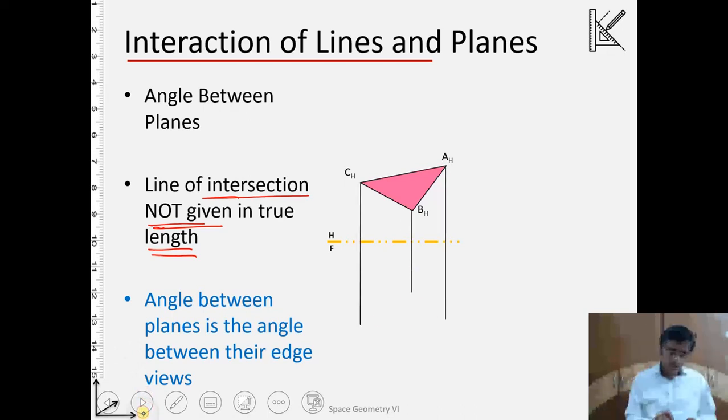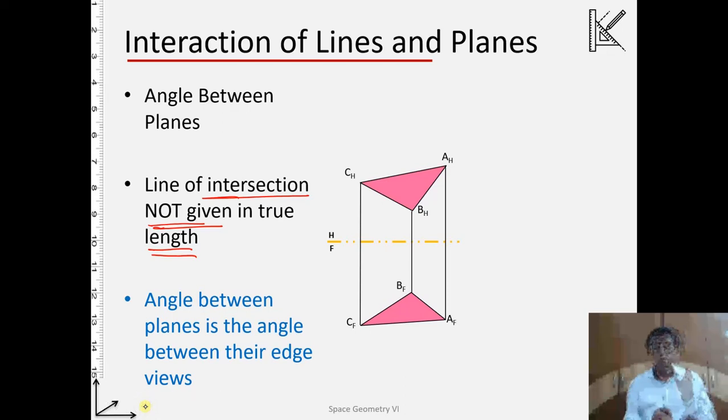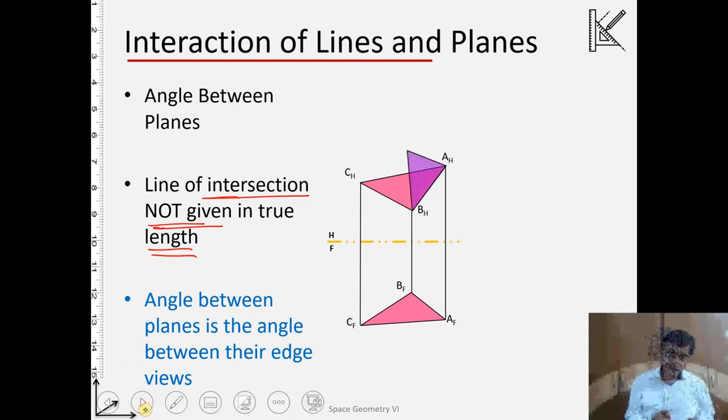And then the corresponding projection on the frontal plane. Again, take care of the notation. I am using AH, BH, CH for the horizontal, and AF, BF, and CF for the frontal. Similarly, for the second plane, let ABD be the second plane, and its projections on the horizontal and the frontal are shown here now.